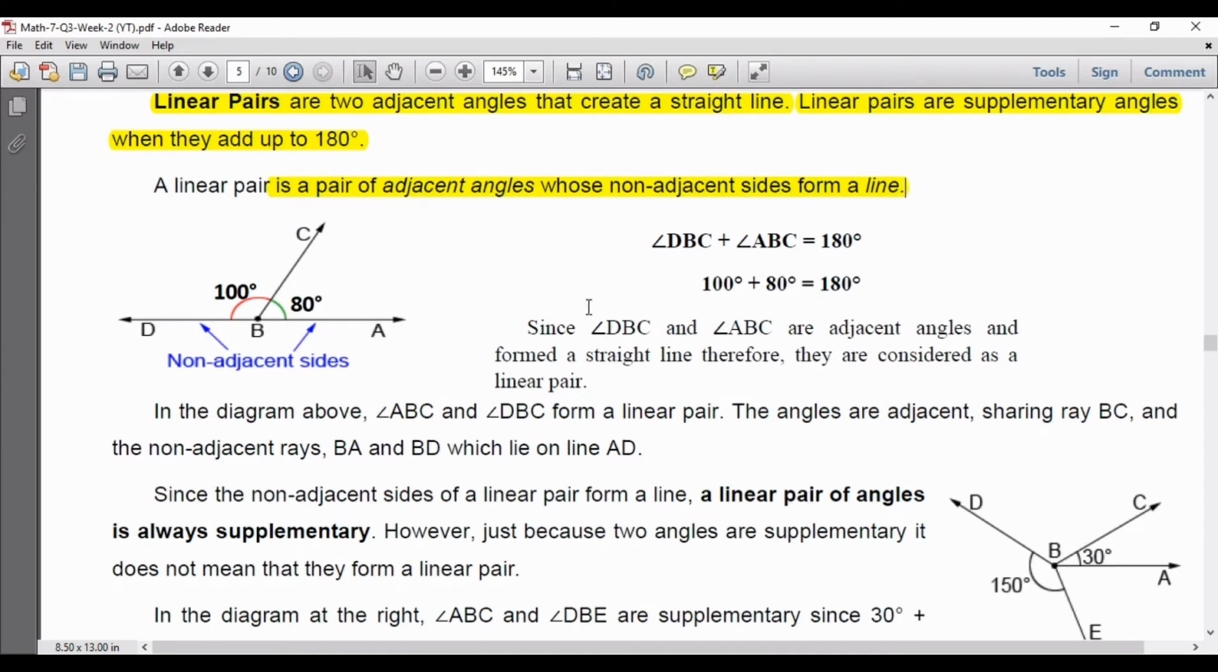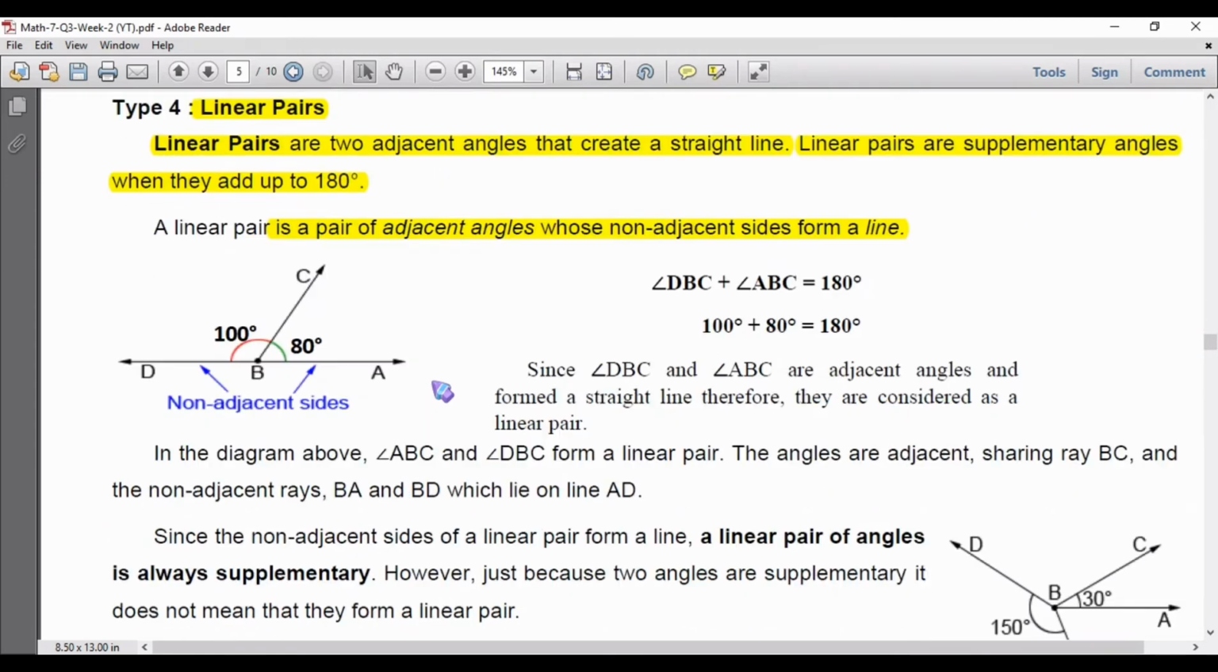Okay, so non-adjacent sides, ito yun. Hindi adjacent sides. They form a line. Ayun, ang tawag natin doon, linear pair. So the measure of angle DBC plus the measure of angle ABC equals 180 degrees. So DBC is 100 degrees and ABC is 80 degrees.